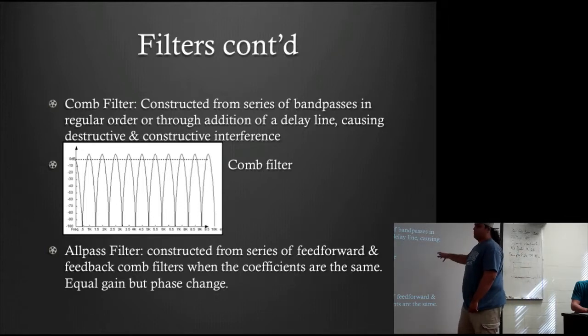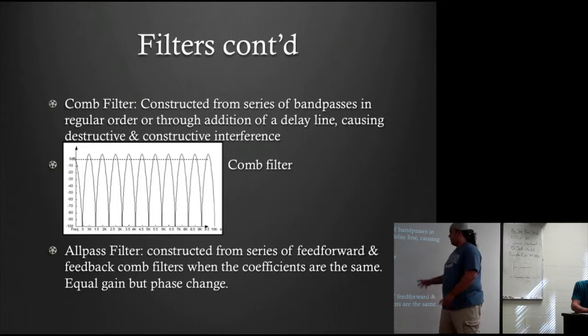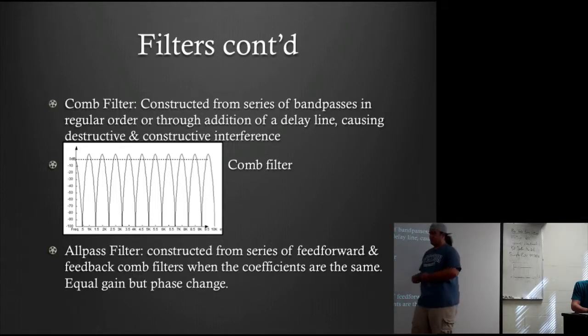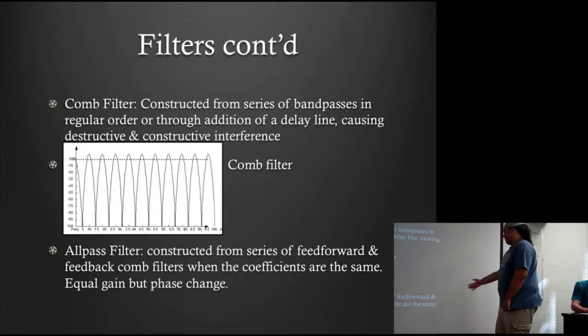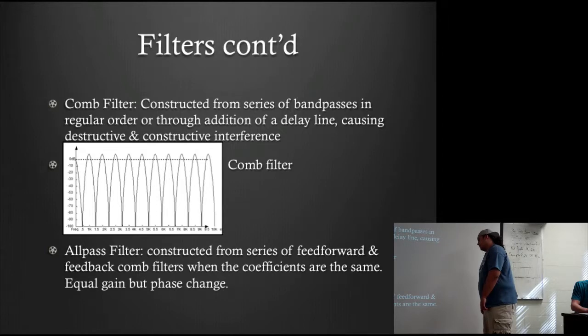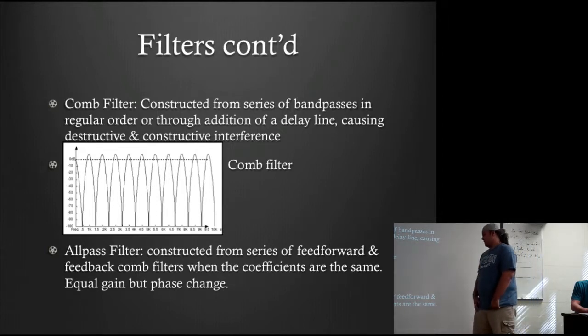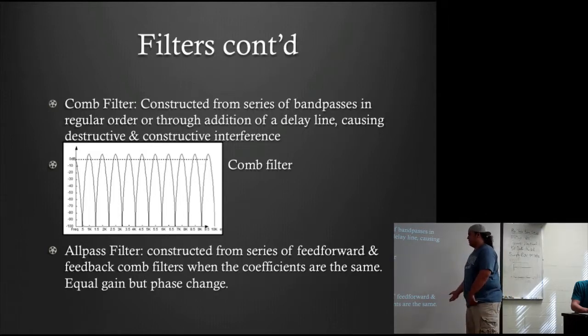And this is a comb filter, which is what we mostly use for our Max patch. It's constructed from a series of band passes in regular order through addition of a delay line, causing destructive and constructive interference. It's called a comb filter because it creates all these peaks as a comb's teeth would be. And then we have some all-pass filters that are constructed from a series of feed-forward and feedback comb filters when the coefficients are the same. So it's basically equal gain but phase changing.